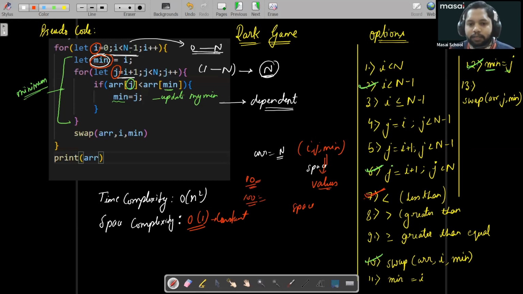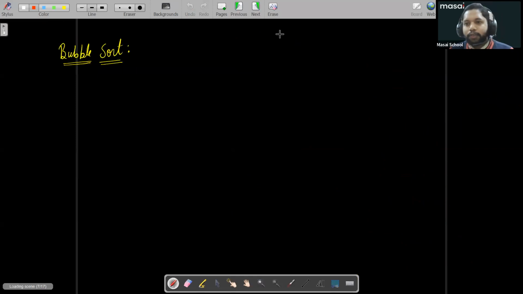Got it? Great, guys. So let's quickly move to the next one, bubble sort. This is my favorite, guys. I will tell you, how many of you know a real-life example of bubble sort? Has anybody observed bubble sort?